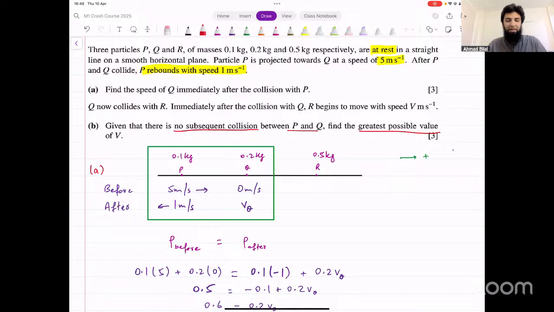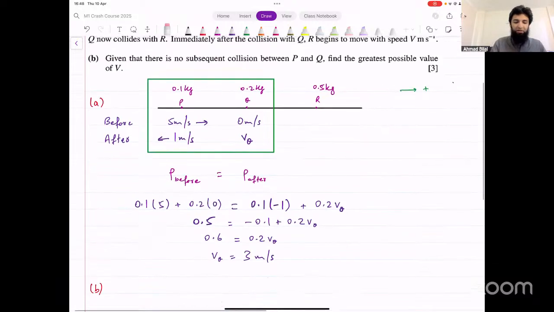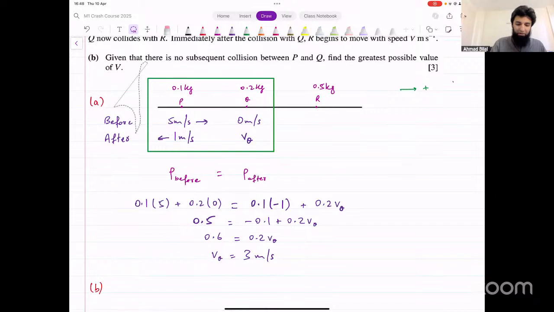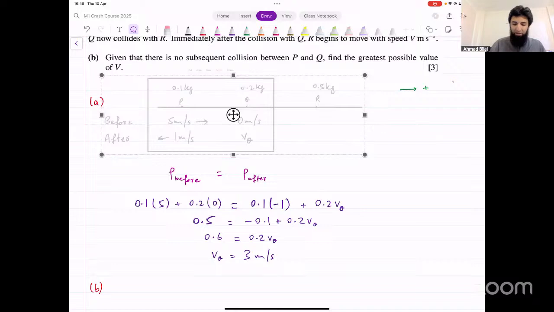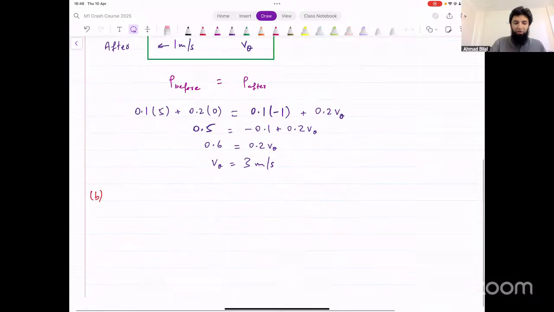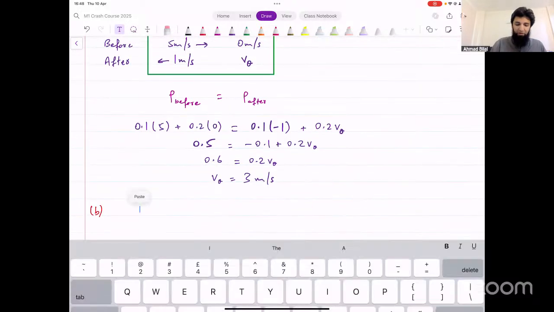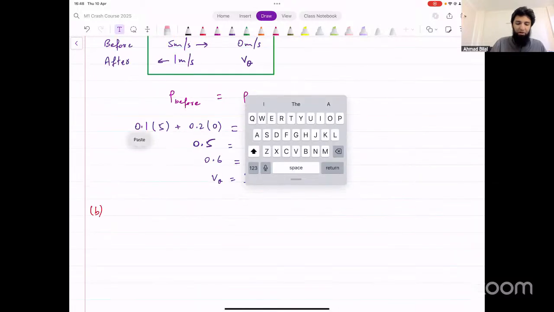Okay, now how exactly do we think about this? Greatest possible value of V. What I'm going to do is represent those three particles here again, and let's write down their velocities, and that will help us understand this better. So now we're talking about the second collision. Q is colliding with R.